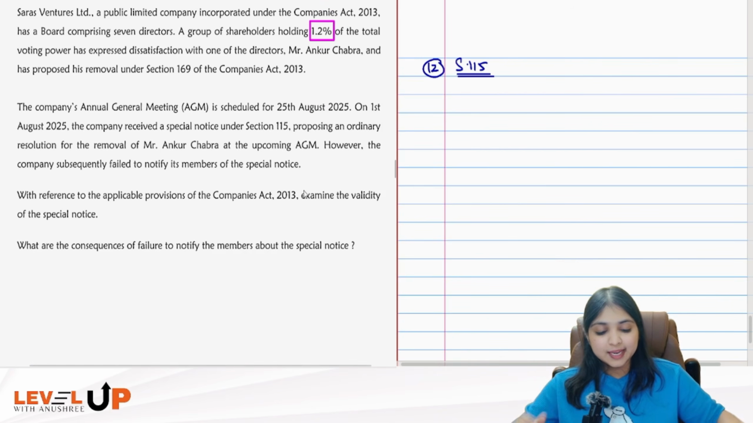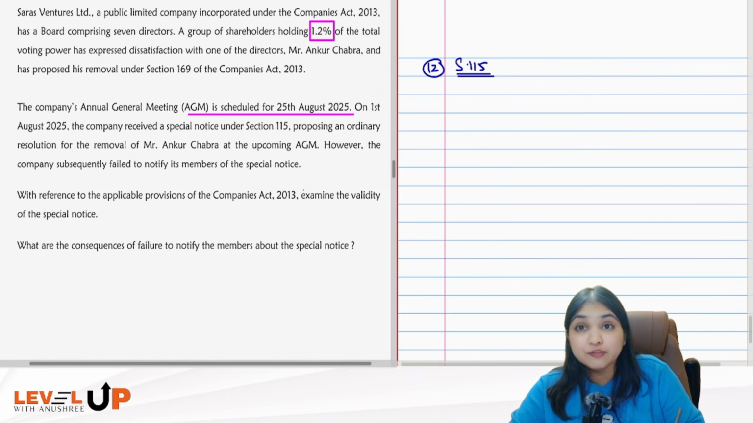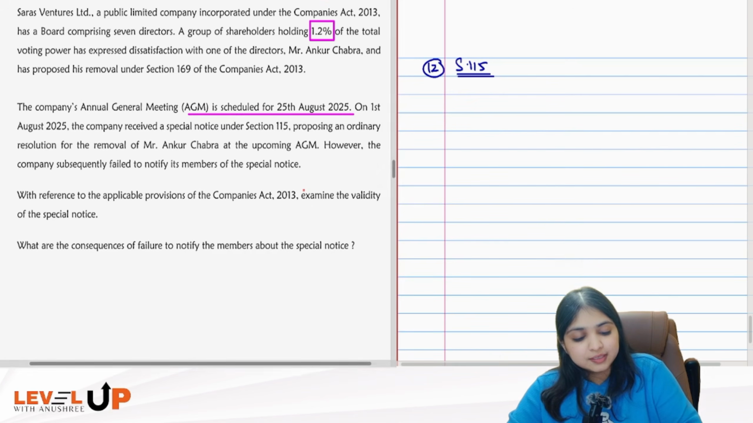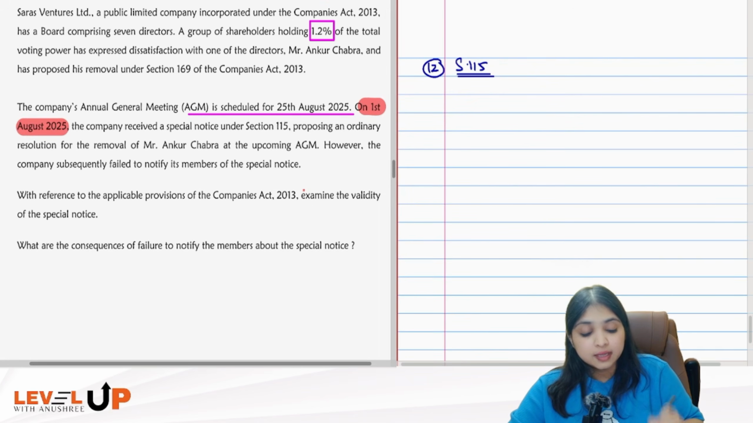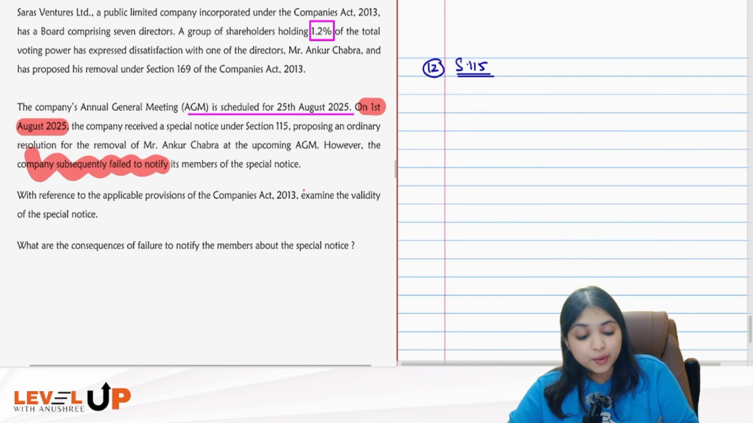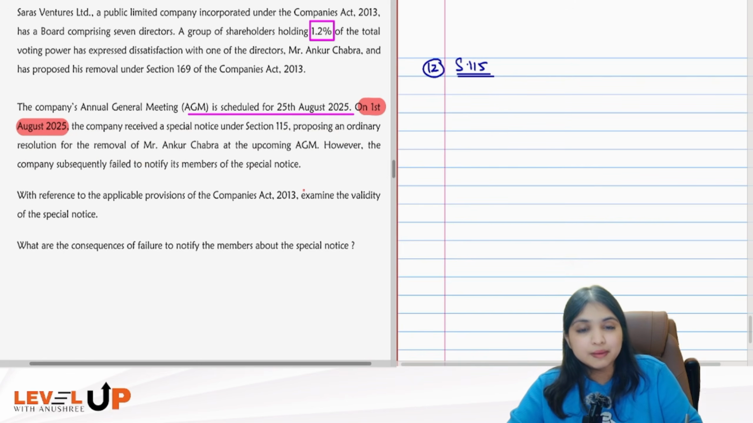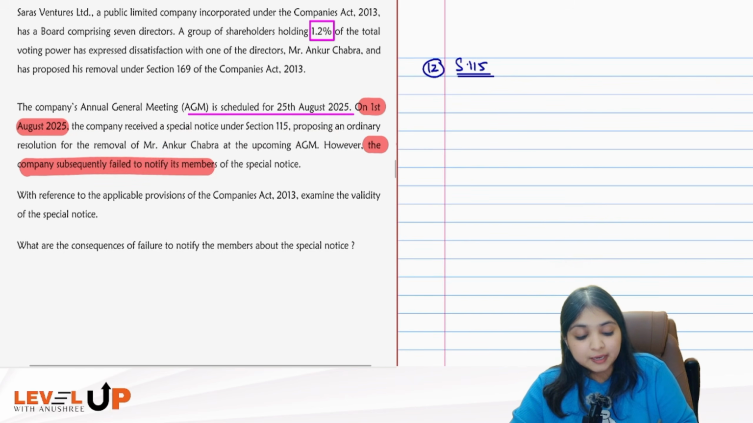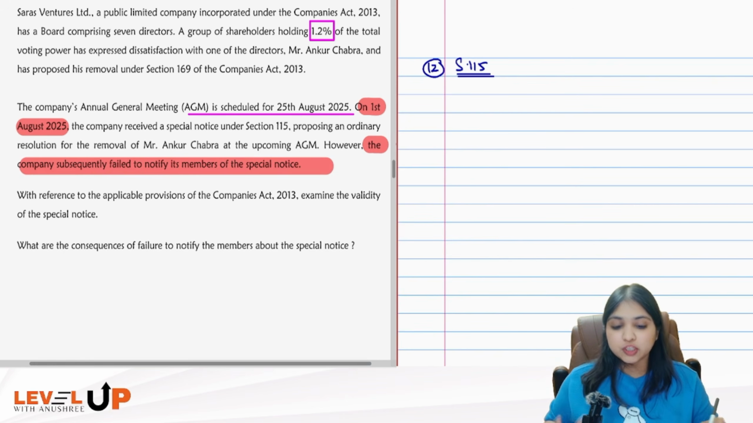Now the company's AGM is scheduled for 25th August 25. On 1st August 25, the company received the special notice under section 115 proposing an ordinary resolution for the removal of Mr. Ankur Chabra at the upcoming AGM. However, the company subsequently failed to notify the members of the special notice.